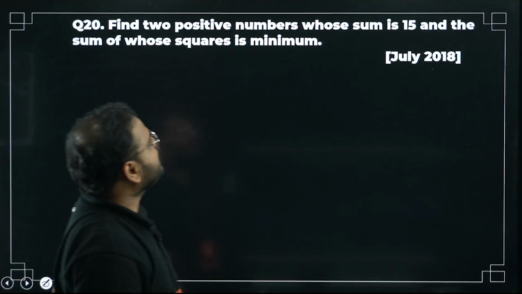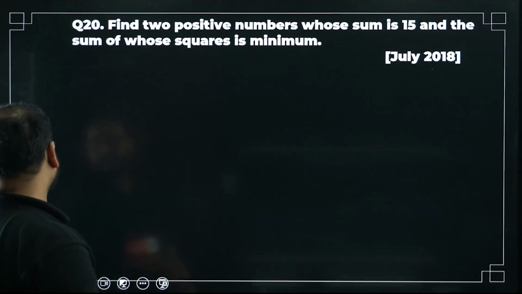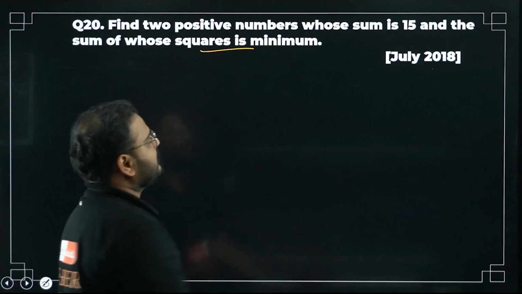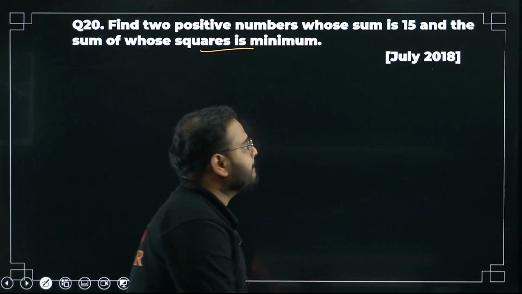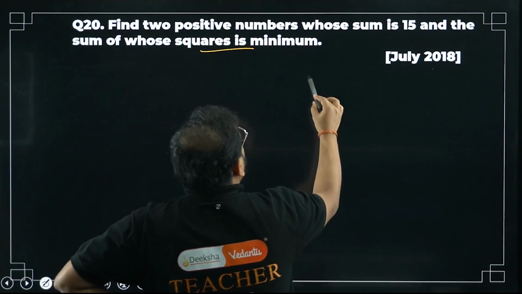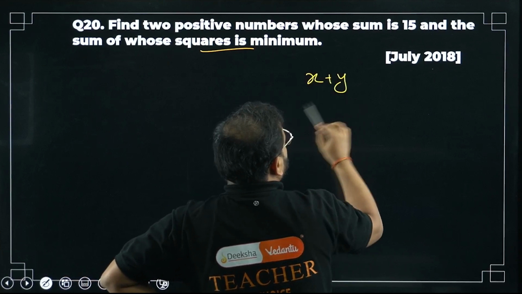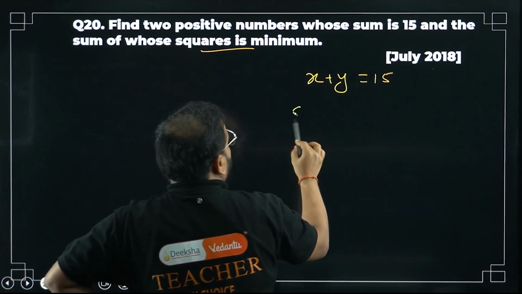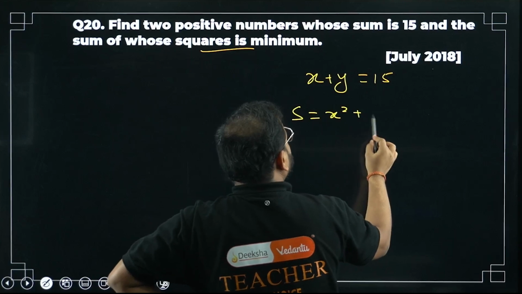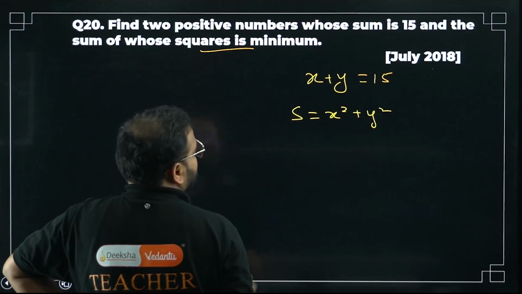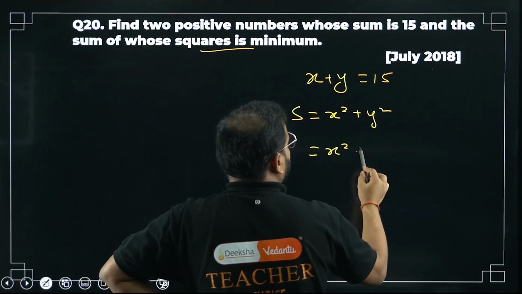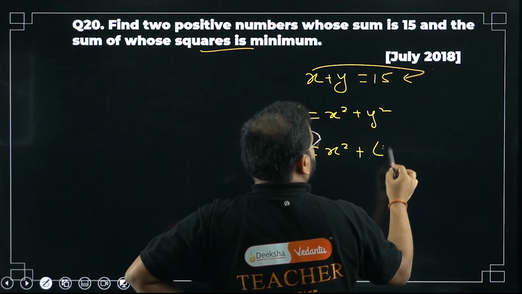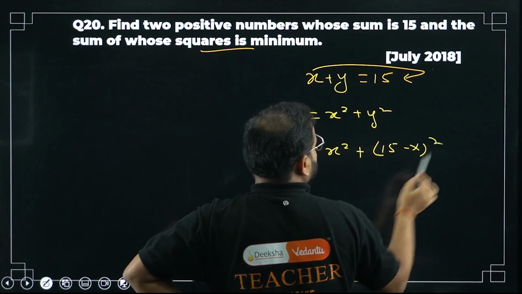Two positive numbers whose sum is 15 and sum of whose squares is minimum. So to minimize the sum of squares, the sum is given as 15. So x plus y is given as 15. Take the sum of the squares as x square plus y square. X square plus, what is y? Take x on this side: 15 minus x the whole square.